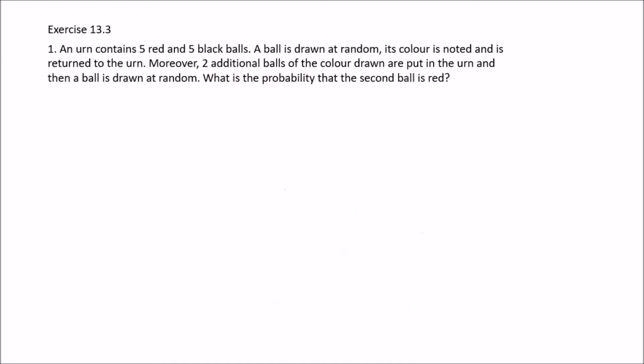Question number 1. An urn contains 5 red and 5 black balls. A ball is drawn at random, its color is noted and it is returned to the urn. Moreover, 2 additional balls of the same color are drawn and put in the urn. Then a ball is drawn at random. What is the probability that the second ball is red? That means there are 2 urns here. One contains 5 red and 5 black, and one ball is transferred from here.